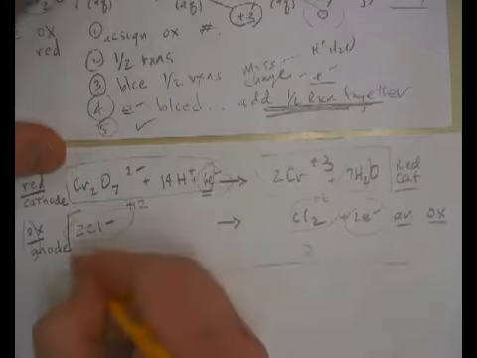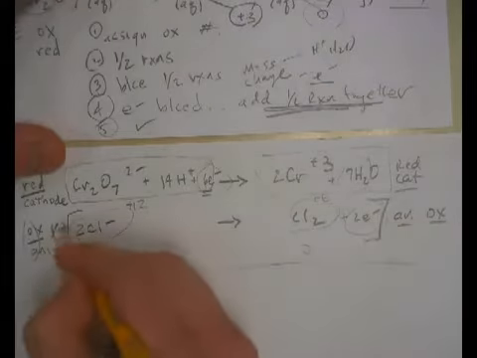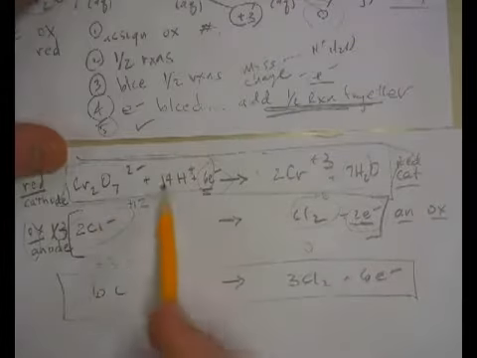So I'm going to take this reaction right here and multiply it by 3. And the reason I multiply it by 3 is so then I'll end up with 6 electrons right here. And whatever I do to this side of the reaction, I've got to do to this side. So I end up with 6 Cl minus going to 3 Cl2 plus 6 electrons. Now I've got 6 electrons in this one, 6 electrons in this one, right here.